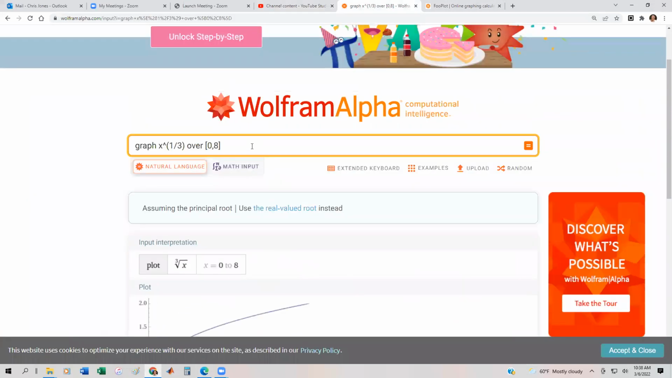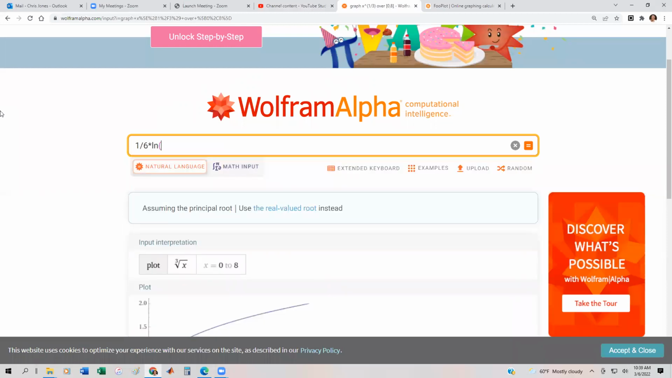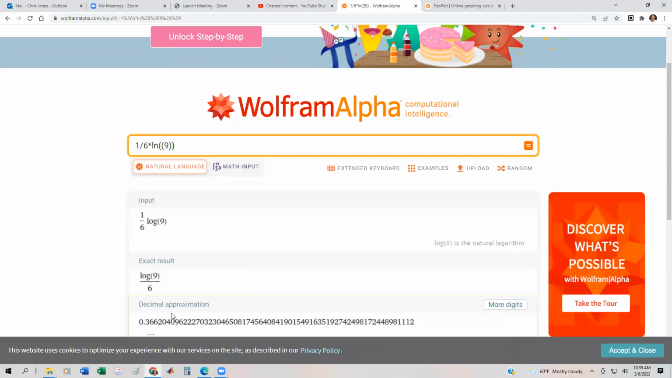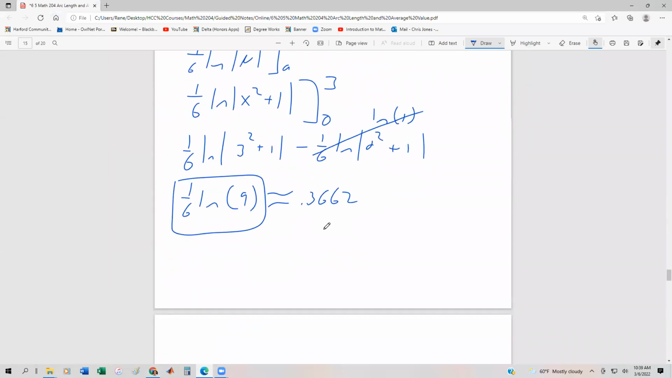So let's just type that in: 1/6 times ln of 9. And that gives us a value of 0.3662. The reason we want that is because that way we can estimate the graph. So that's approximately 0.3662. But this is the number we really want, the precise value. We're going to graph both the function as well as the average value on the same graph.